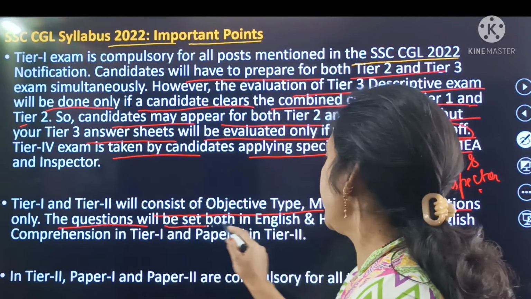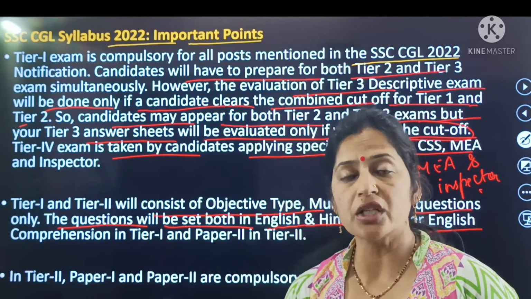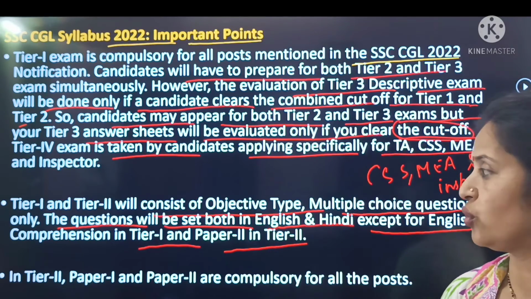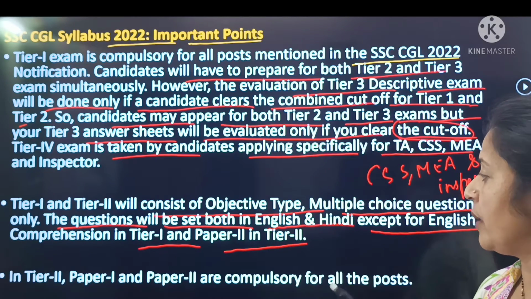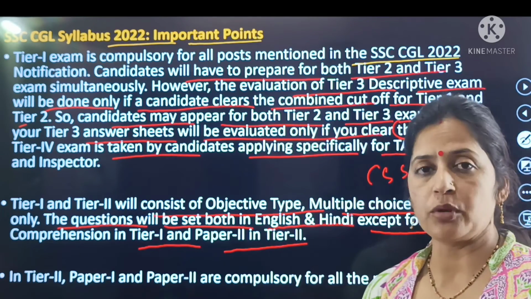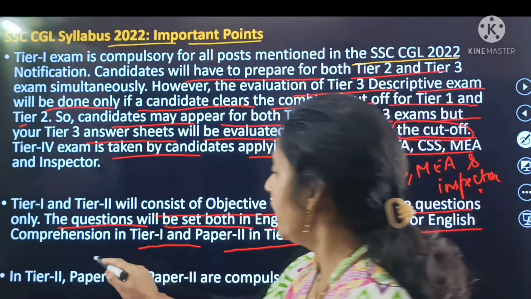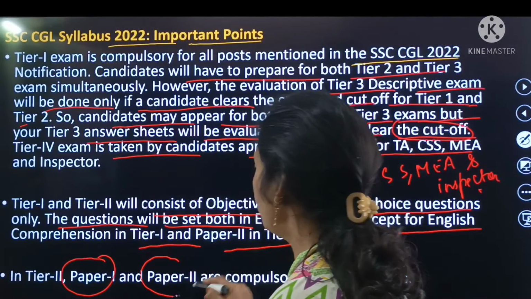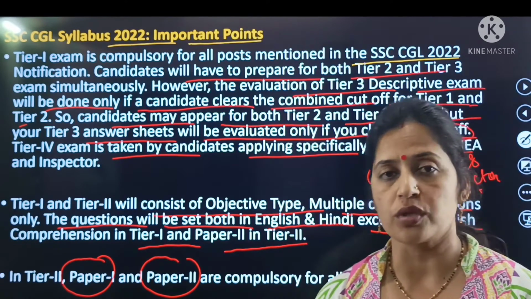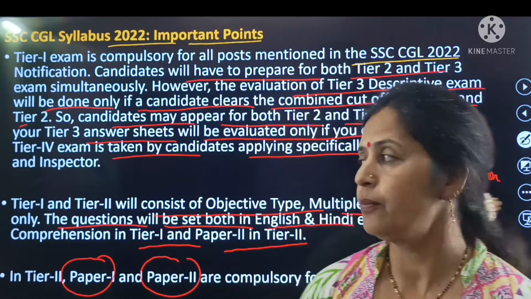The questions will be set both in English as well as Hindi, except for English comprehension in tier 1 and paper 2 in tier 2. In tier 2, paper 1 and paper 2 are compulsory for all the posts. जो आपका tier 2 है, tier 2 में आपका paper 1 और paper 2 compulsory for all the posts.